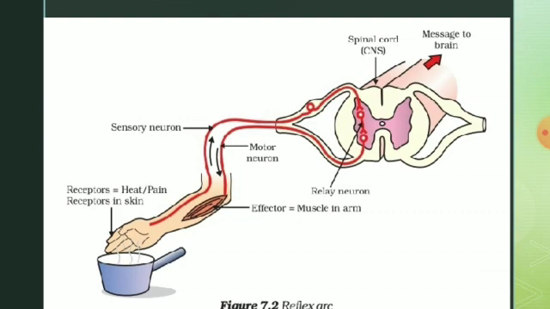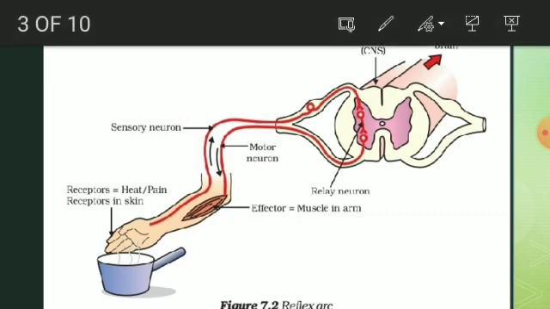What is reflex action? What is a reflex arc? We are going to learn that, and how it takes place. For that, first of all, look at this figure. This figure is the transverse section which shows the spinal cord.